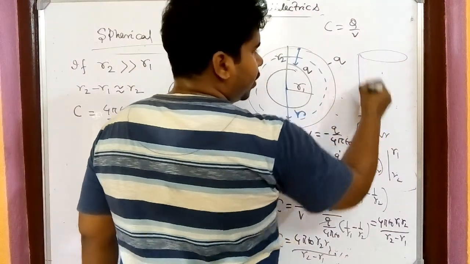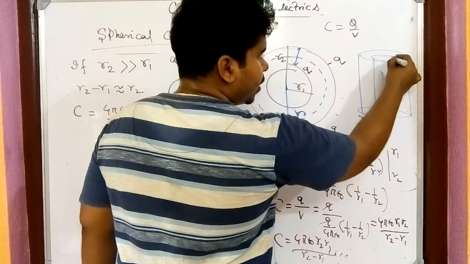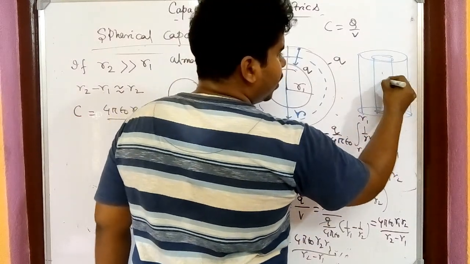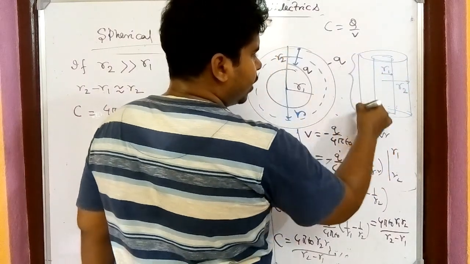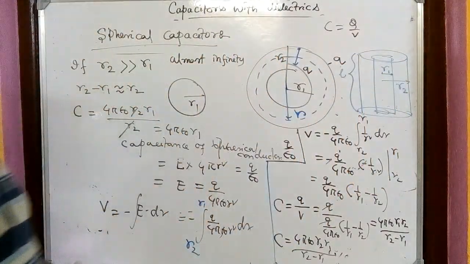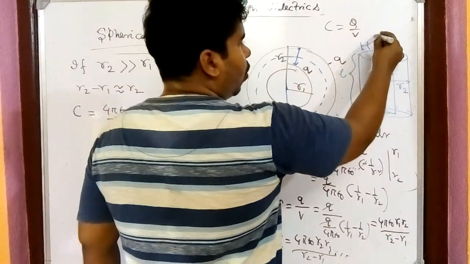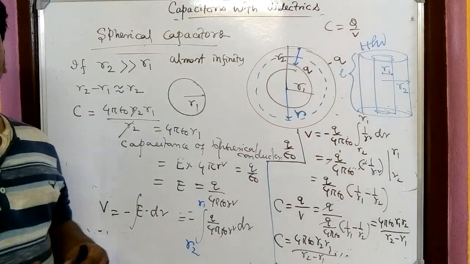Let's try it. This is a cylinder, with an outer surface and an inner surface. The radius of the outer surface is R2, the radius of the inner surface is R1 and the length is L. Find the capacitance. That is your task, your homework. You will do it, okay? And that is up to today's work.